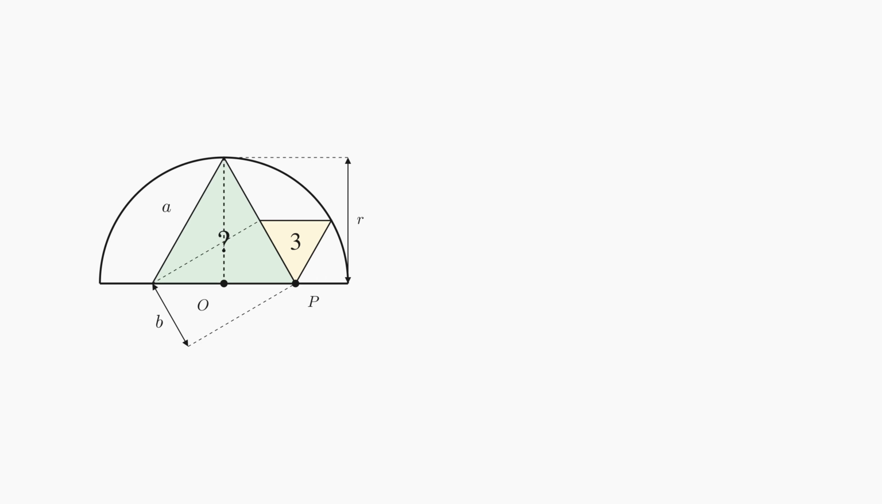First, let's find the radius of the semicircle in terms of A. Notice that the apex of the large triangle touches the arc directly above the center. So the radius equals the height of the large equilateral triangle. Now we need to find the height of an equilateral triangle with side A.